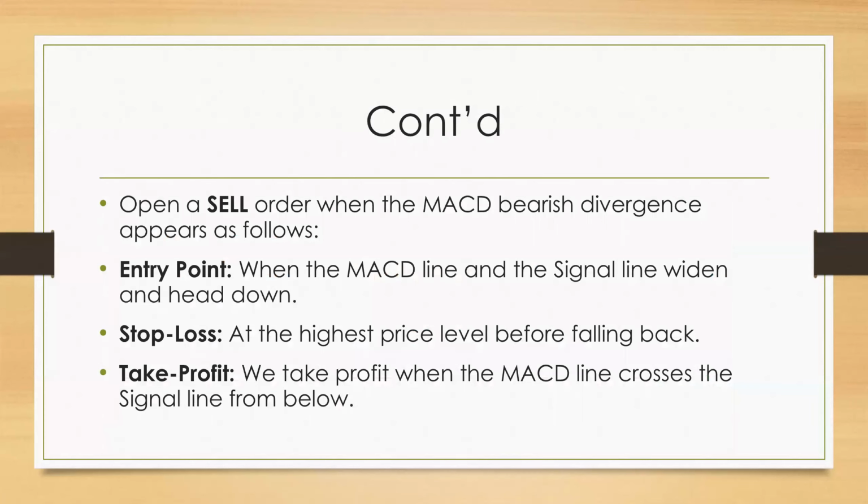Open a sell order when the MACD bearish divergence appears as follows. So we're looking for the market going downwards. Our entry point is when the MACD line and the signal line widen and head down. Our stop loss is at the highest price level before price fell back. And for our take profit, again, we use the MACD. When the MACD line crosses from below, it says that no, we're going back up. This is where we exit the trade.